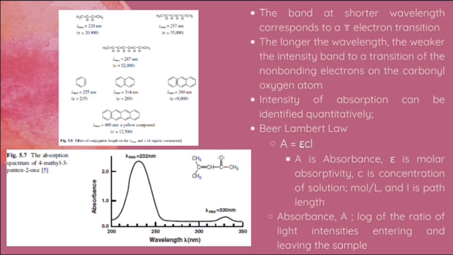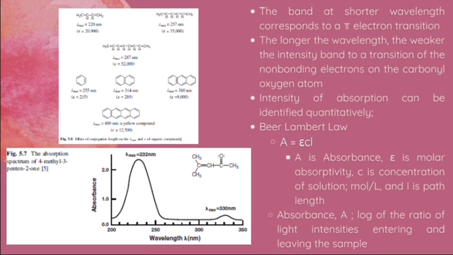The conjugated unsaturated ketone, whose spectrum is shown in this figure, has an intense absorption at lambda max of 232 nanometers and a much weaker absorption at lambda max 330 nanometers. So that is for the spectrum. The band at shorter wavelength corresponds to a pi electron transition. The longer the wavelength, the weaker the intensity of the band, corresponding to a transition of the non-bonding electrons.